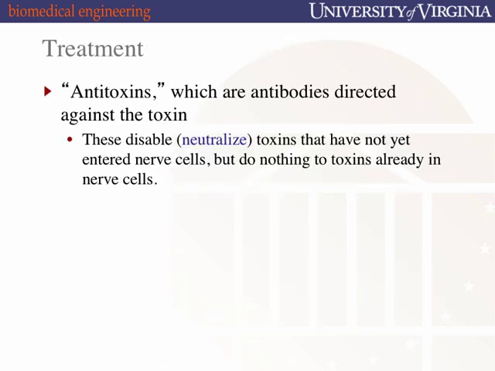That's why it is so bad. The treatments are inhibitors, right? Antitoxins, antibodies that block the catalytic site.